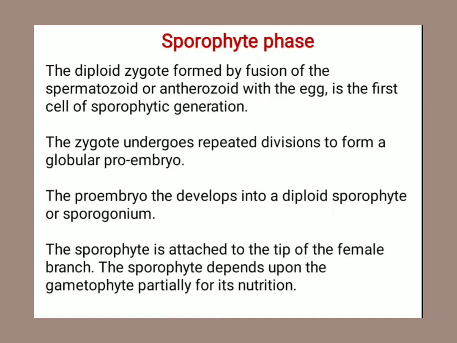Okay, sporophytic phase, the first cell is the zygotic cell, and it further develops into the sporophyte, which is also known as the sporogonium. This sporophyte is developed on the female branch, also known as the archegonial branch. This is the location of sporophyte development, and the sporophyte is dependent on the gametophyte, but only for nutrition.